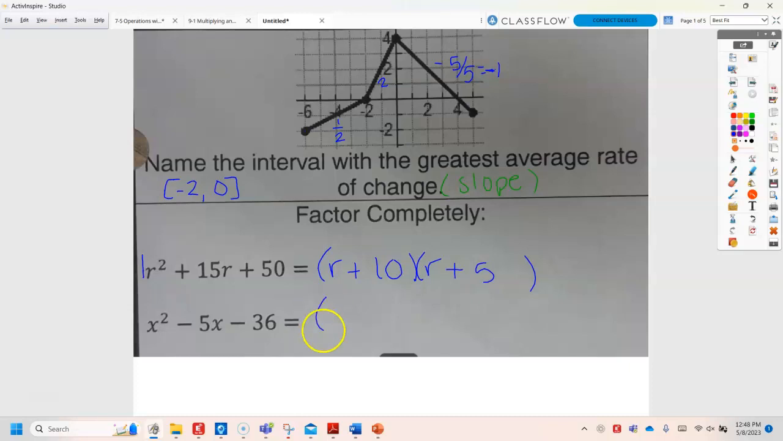In the second one, your coefficient in front again is 1, so therefore x and x. The last number is negative, the middle number is negative. Therefore, one factor is positive and one is negative. And you need two numbers that multiply to 36 and add to -5. So that is going to be a -9 and a +4.